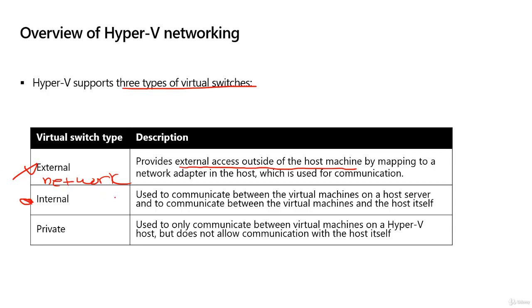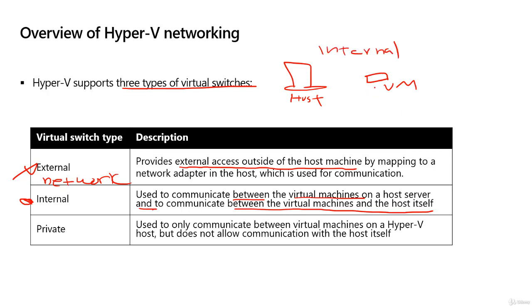The internal, that's used to communicate between the virtual machines on a host server and to communicate between the virtual machine and the host itself. What we mean by that with internal, if I have a host, I have a VM on the host. If I have an internal switch, I can log into the VM, and if your host had a shared folder on it, you could actually, from the VM, browse the share on the host. So you do have network connectivity to the host with internal, but that's as far as you can go.